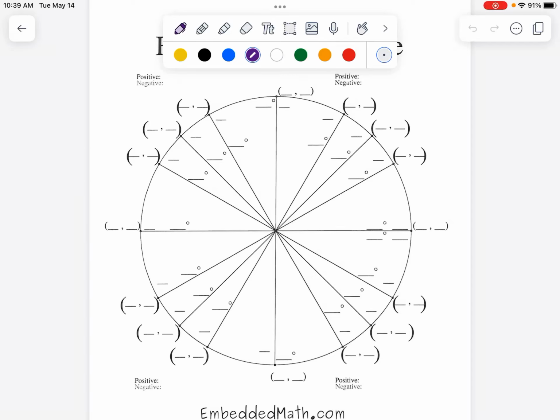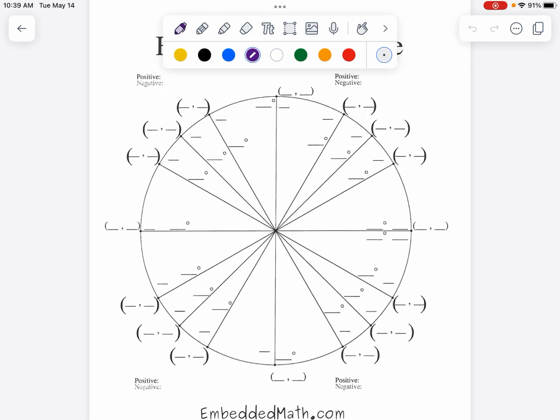Hey there, friends. Today we're going to do some more work on the unit circle in radian measures. We're going to start by filling out a blank unit circle to help us in today's lesson. If you're in class, you have one at your desk. If you're at home, you're going to have to print one out.